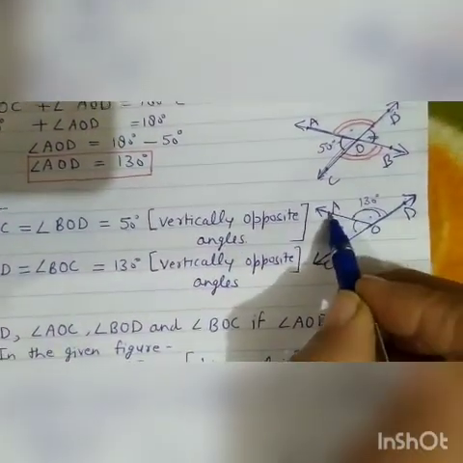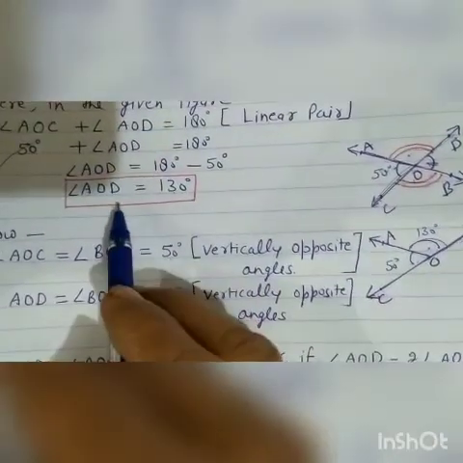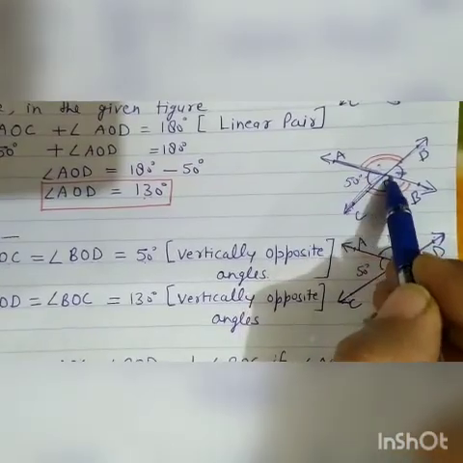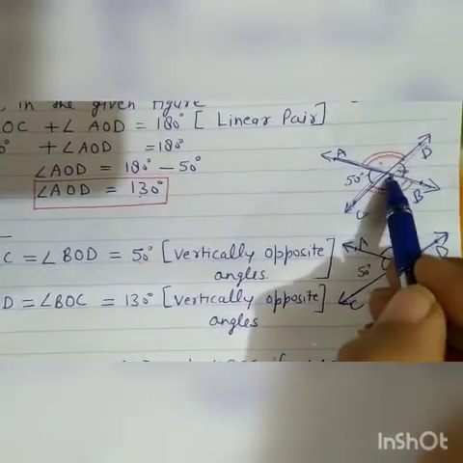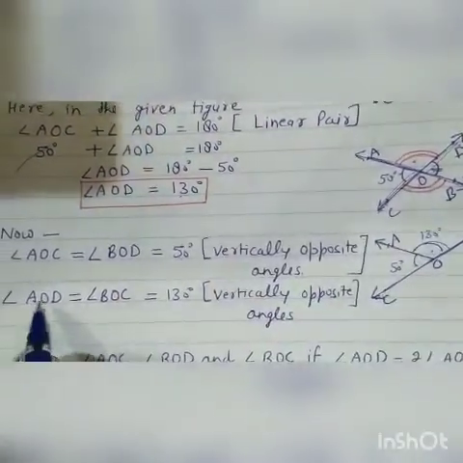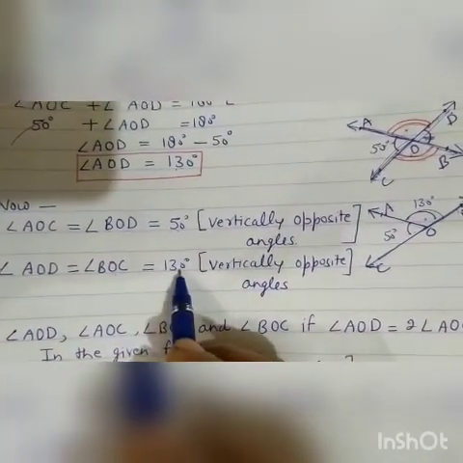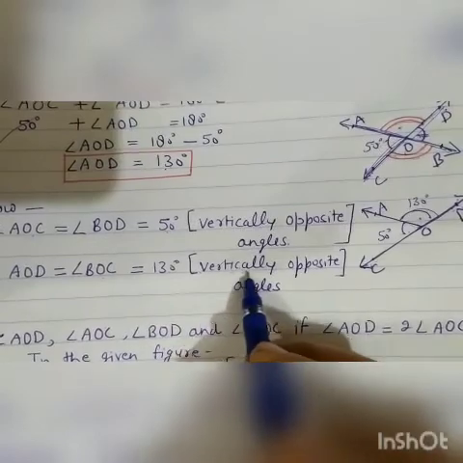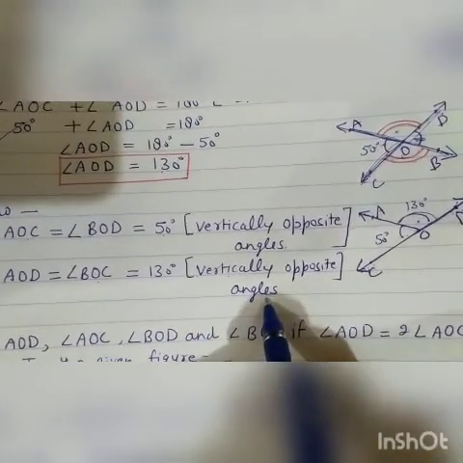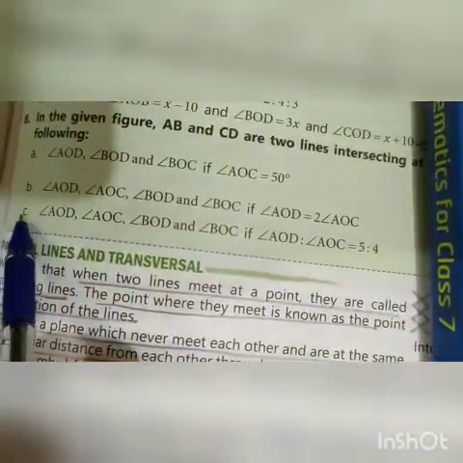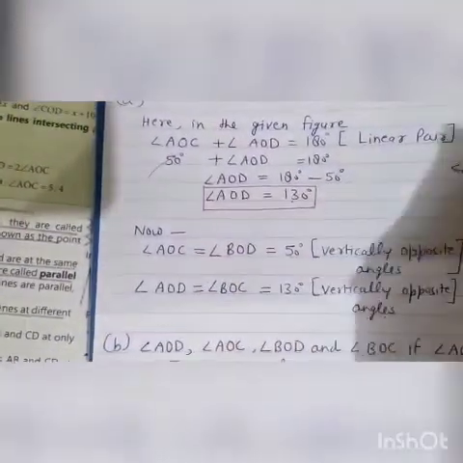Then angle AOD, this angle AOD, we have found out here, is 130 degree. So angle AOD is equal to angle BOC. Angle AOD equal to angle BOC is equal to 130 degree. Again these are vertically opposite angles. We will solve all these three parts with the same pattern.